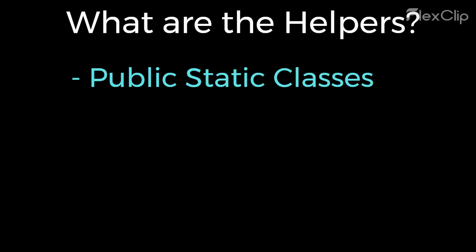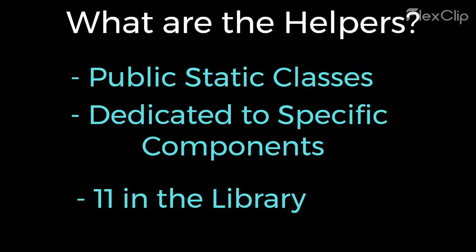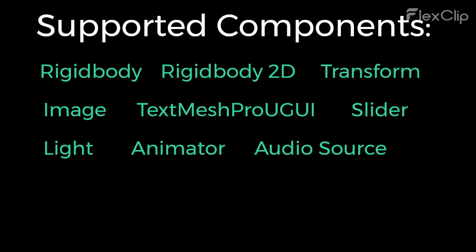Now with that out of the way, let's move on to the more interesting part. The helpers are a collection of public static classes, each one dedicated entirely to their own component. As of this recording, there are currently 11, and they are dedicated to the following Unity Engine components, with others being dedicated to non-component features, such as scene management.